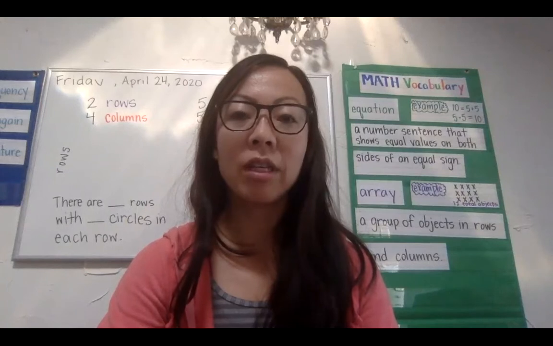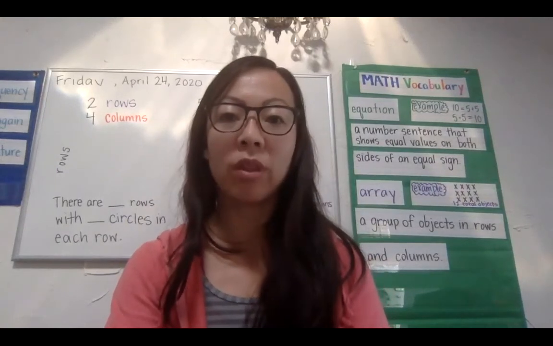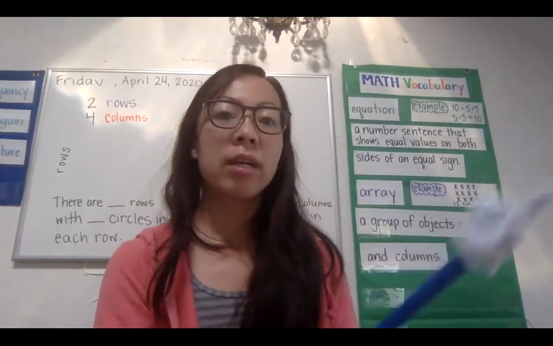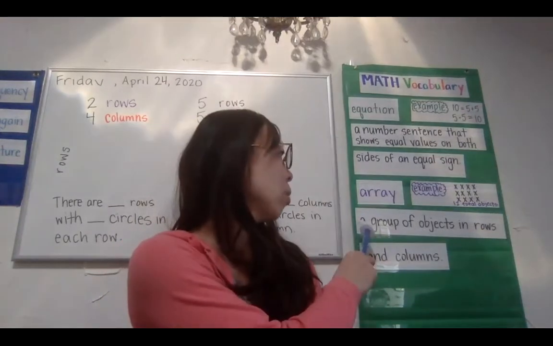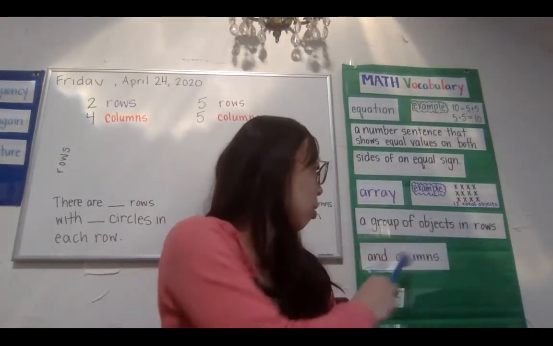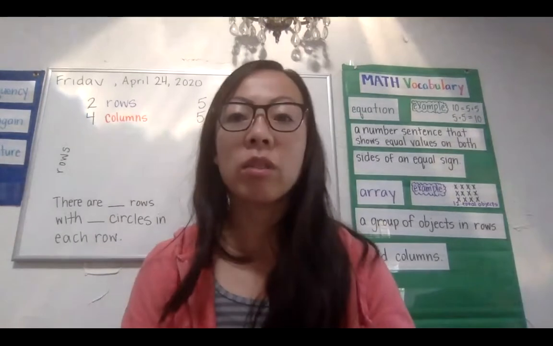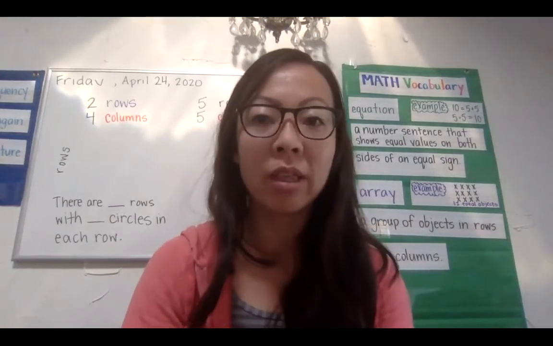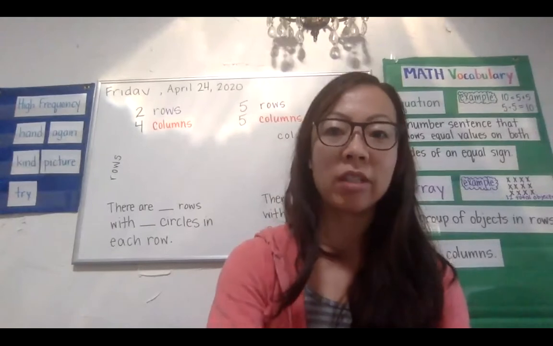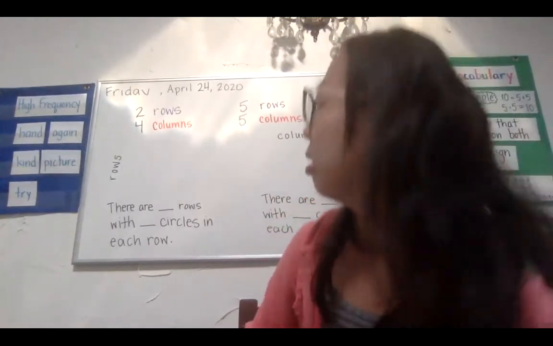All right, scholars, in our Swan math work, we've been working with arrays. So what exactly is an array? Remember, an array is a group of objects in rows and columns. So today we're going to be thinking about how we create those different rows and columns. I have a couple of examples that I want us to look at together. Let's start with the first one.